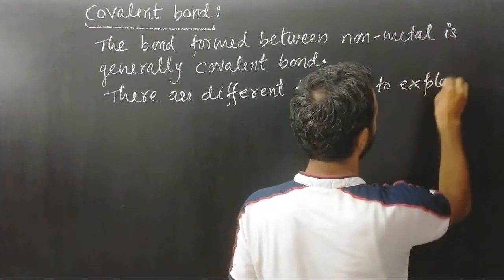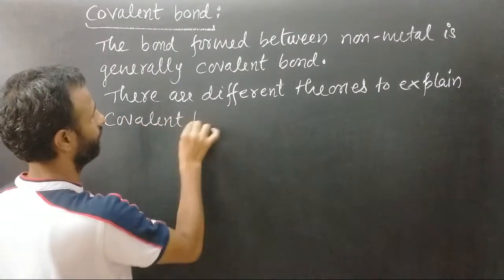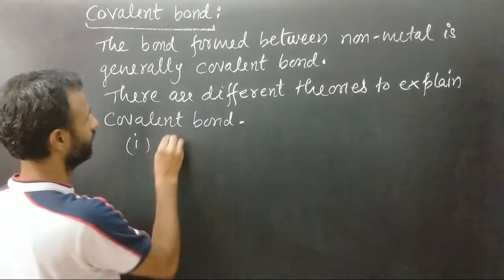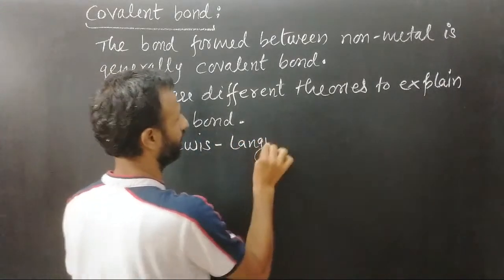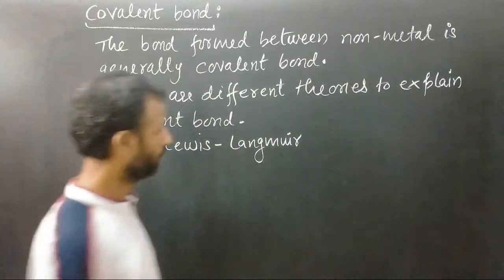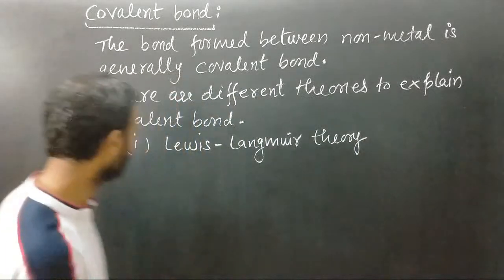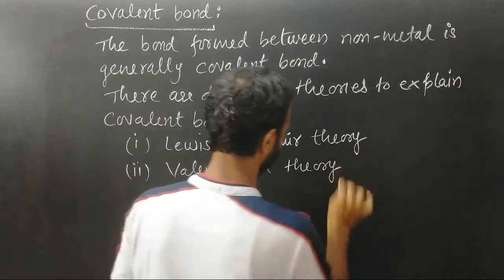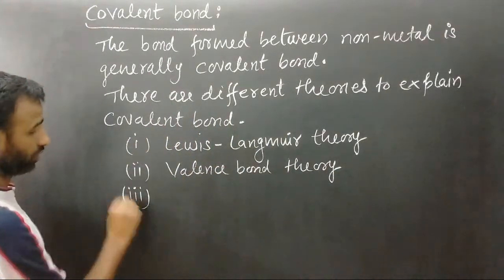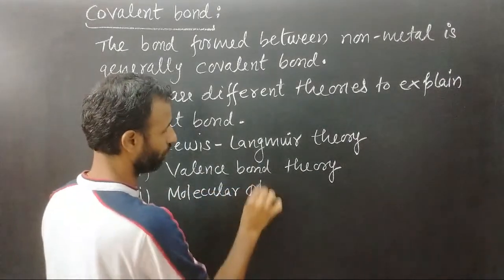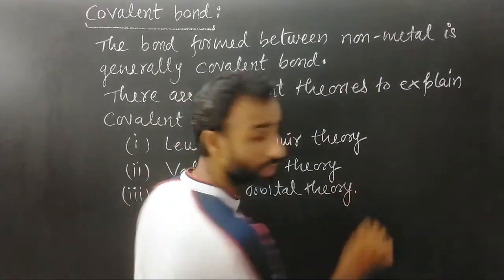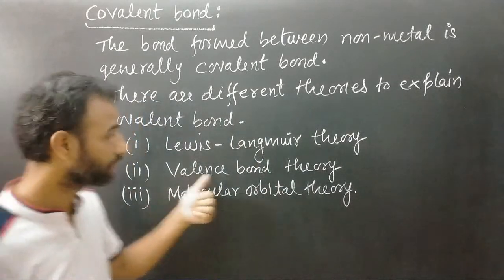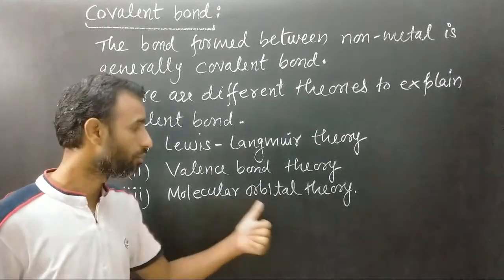To explain covalent bond, there are different theories. The first theory is given by Lewis and Langmuir. That is called Lewis Langmuir theory. The second theory is Valence bond theory. And the third one is molecular orbital theory. All the theories are covered in this chapter. Lewis Langmuir theory is the most basic theory about covalent bond, then we will discuss Valence bond theory, and at the last we will discuss molecular orbital theory.